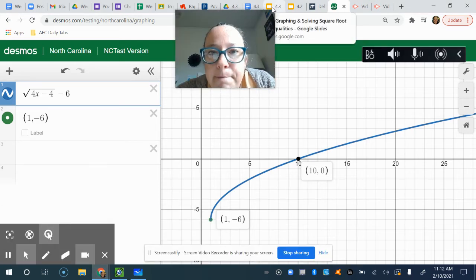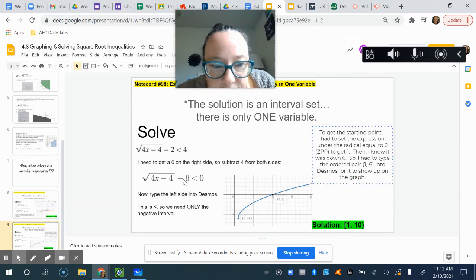Okay. And then I've got to realize that it's a less than. So I'm just looking for the negative interval. Now, I know that this part is negative. So that's from an x value of 1 to an x value of 10. But we have to be careful with the notation, with the symbols that we use. When x is 1, y is negative 6. Y is negative. So it's included. It's negative. So that's why at the 1 I have a bracket. But the 10, the y value is 0. That's not negative, so I can't include it. So the solution here would be bracket 1 comma 10 parenthesis.